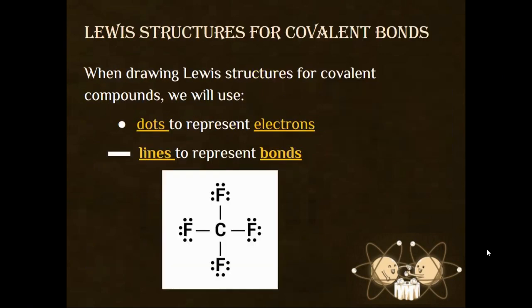When drawing Lewis structures for covalent compounds, we will use dots to represent electrons and we will use lines to represent bonds, just like in this example here. Here we have carbon tetrafluoride. You can see they're connected with lines, and you can see extra valence electrons on the outer atoms.